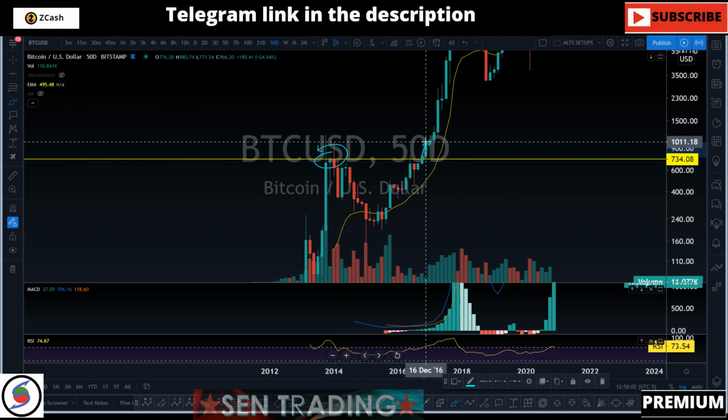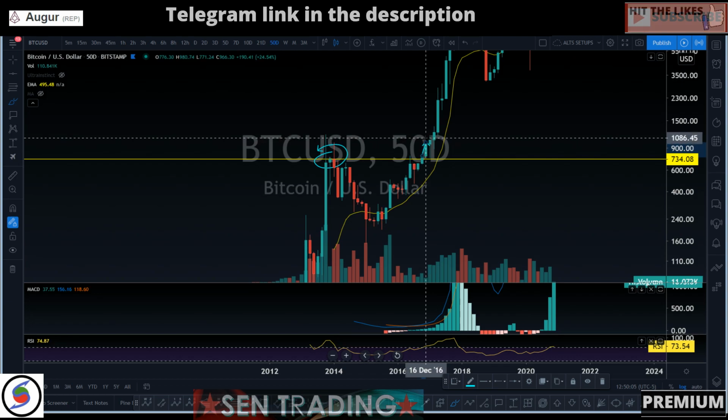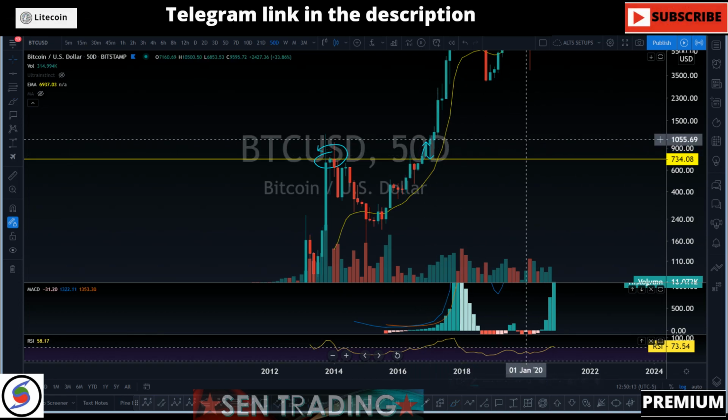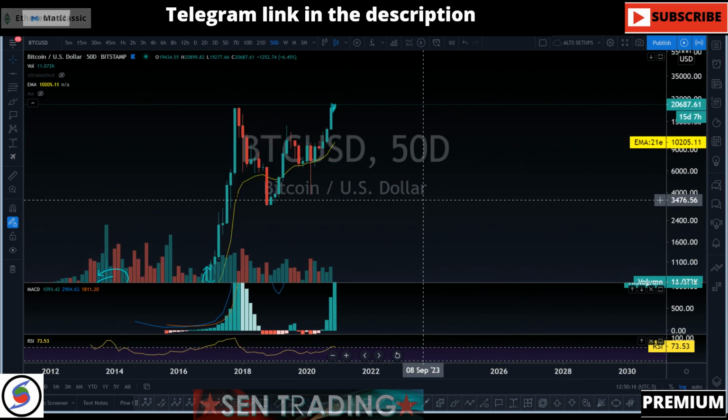For 50 days we did pump straight up, but take a look at it after that, the second quarter, which is the first quarter of 2017. It dipped right back down, to retest the previous all-time high.